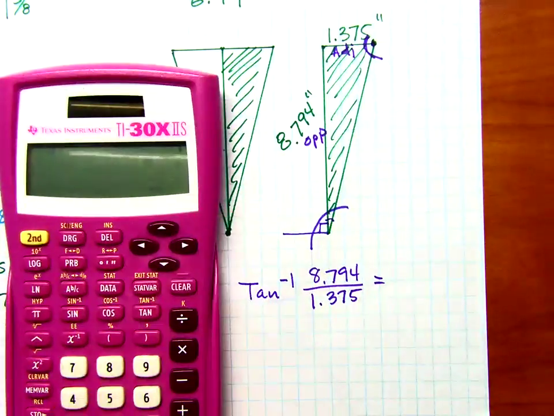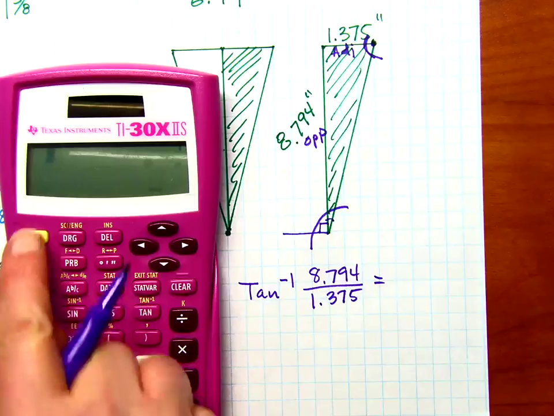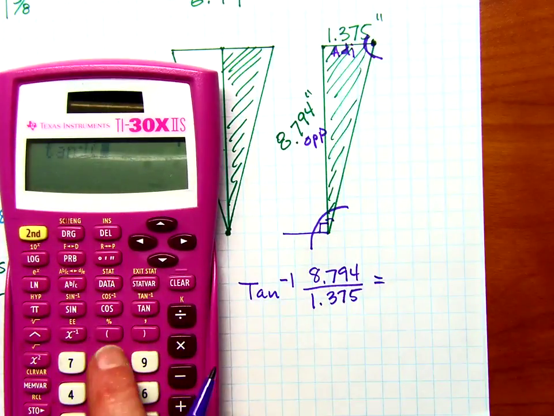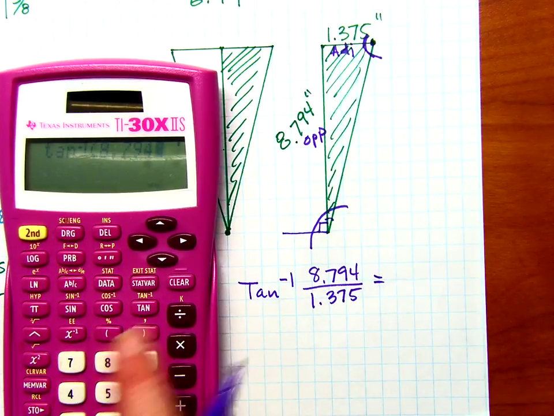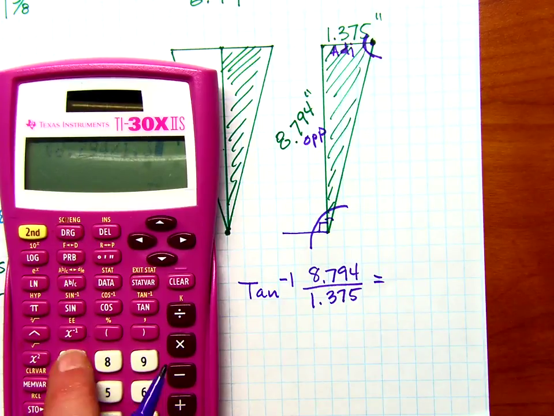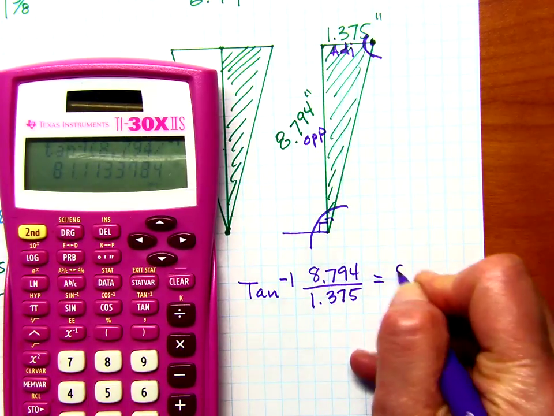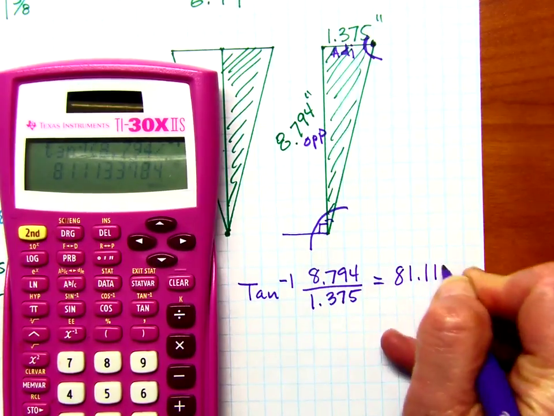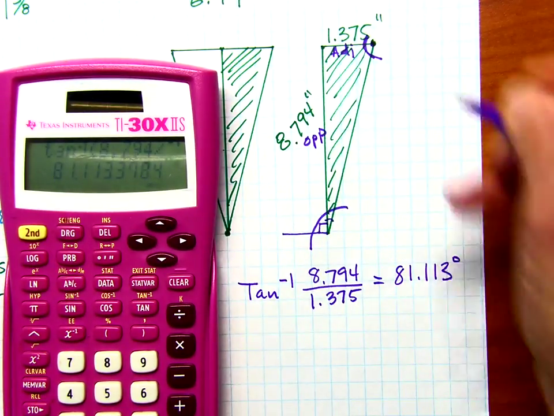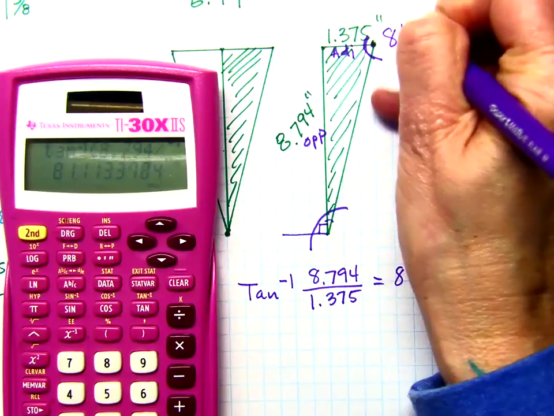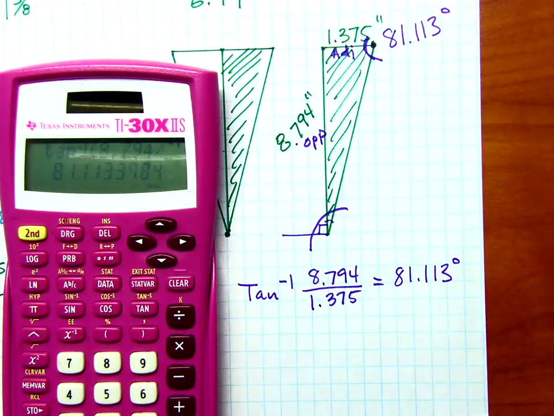All right. Second tan, 8.794 divided by 1.375. And we're going to get 81.113 degrees. That's the top angle, top interior angle.